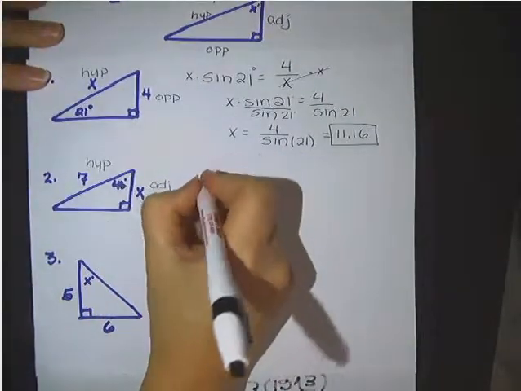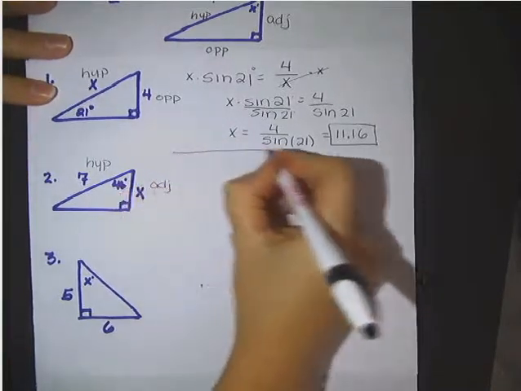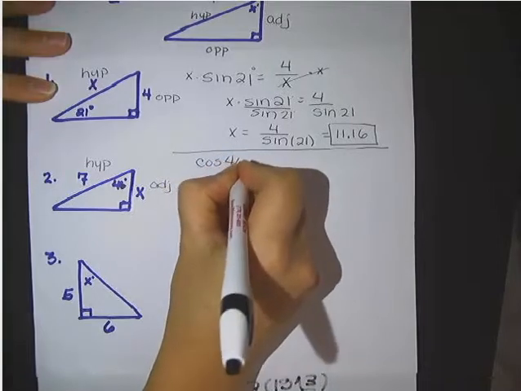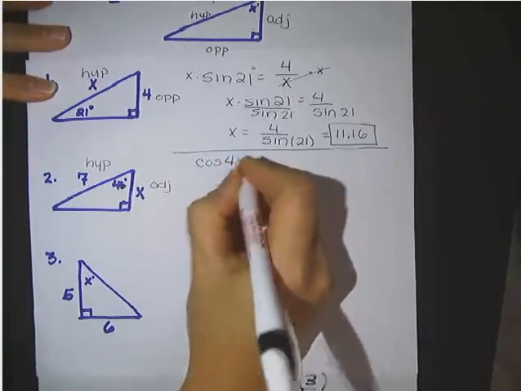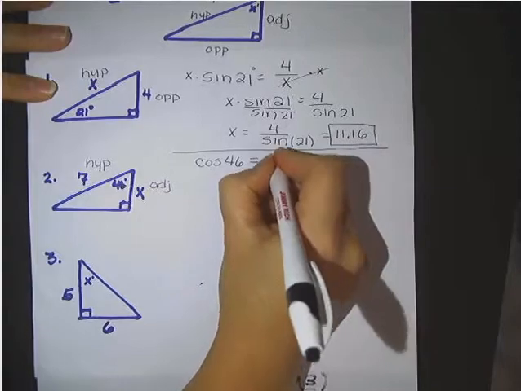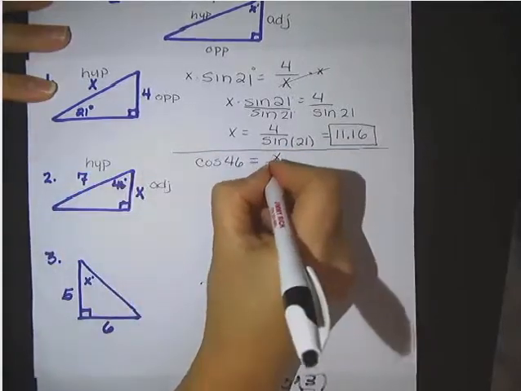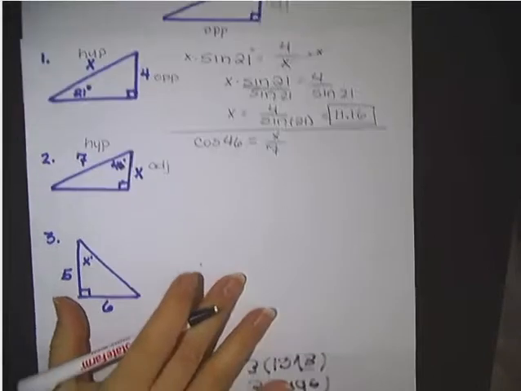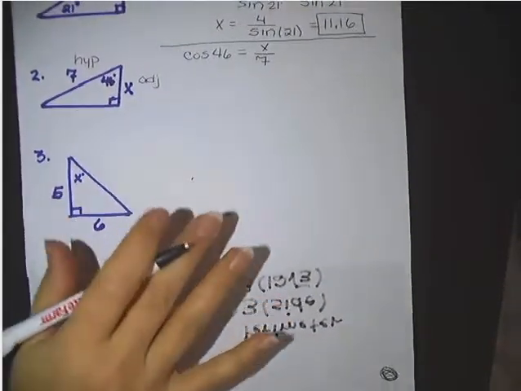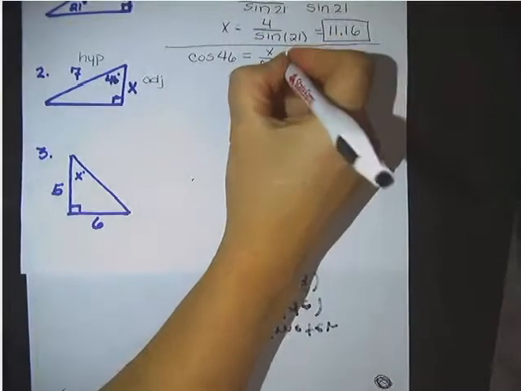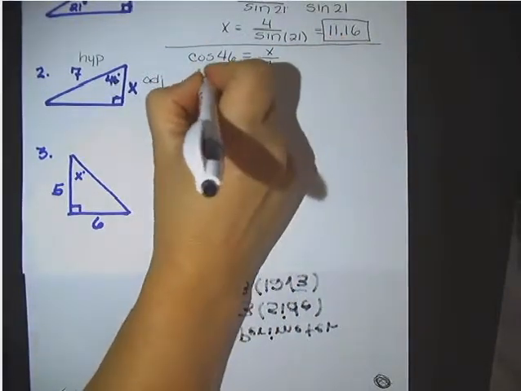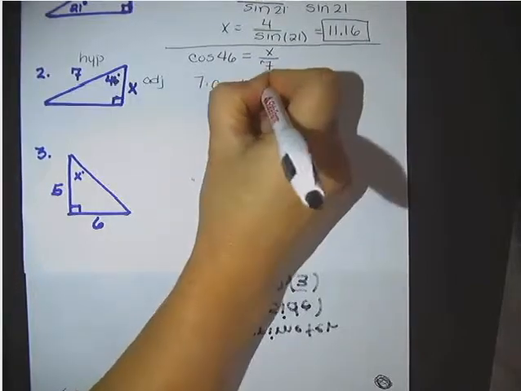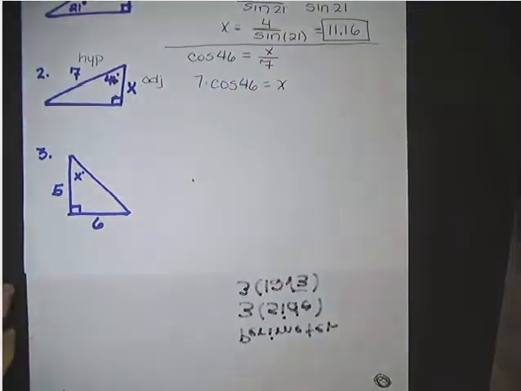So write down the function, so we don't get confused. The cosine of the angle, 46, make sure the angle's next to the function, equals the adjacent, which is x, over the hypotenuse, which is 7. So this algebra is a little bit easier. 7's right there on the bottom with division, so we need to just multiply it to the other side. Multiply both sides by 7. 7 times the cosine of 46 would equal x, and then we put it in our calculator.